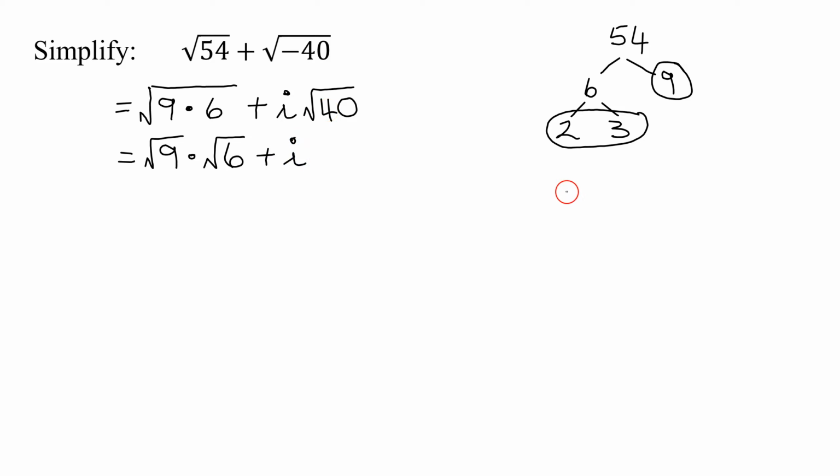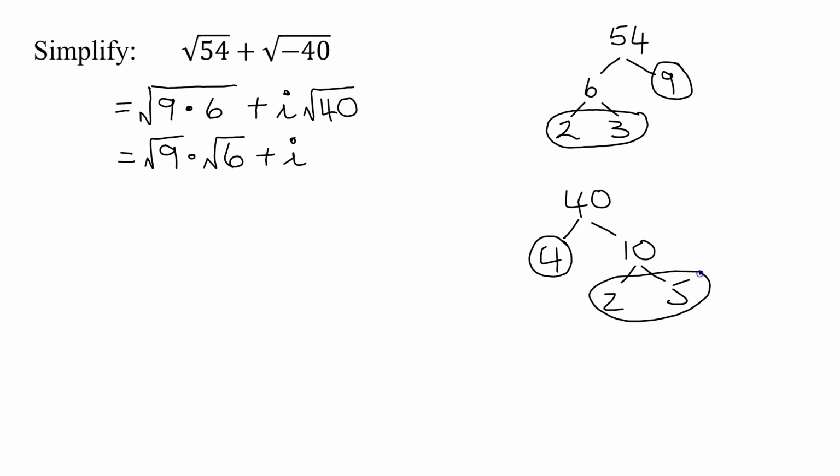40, let's factor that, and I'm going to say it is 4 times 10, because 4 is a perfect square, leave it alone. 10 is 2 times 5. There are no perfect squares hidden in that. So I'm going to write 40 as the square root of 4 times 5 times 2, which is 10. So that's going to be the square root of 4 times 10.